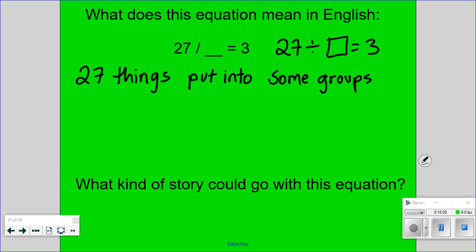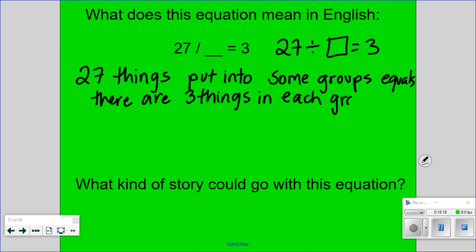Yes! 27 things put into some groups equals, or means, there are 3 things in each group.